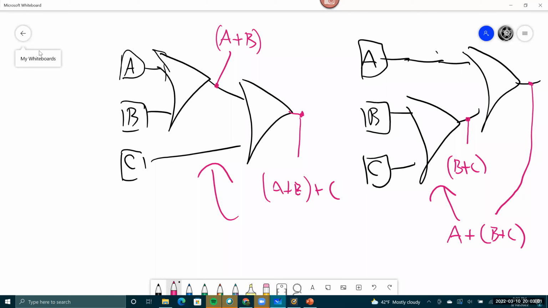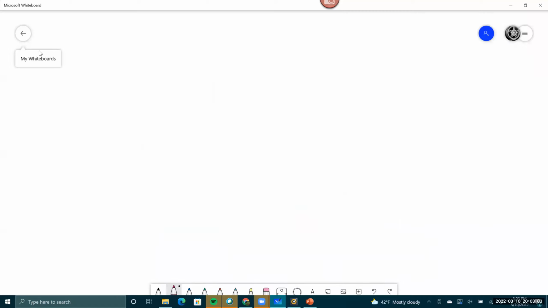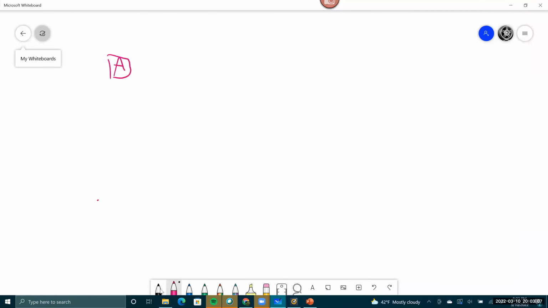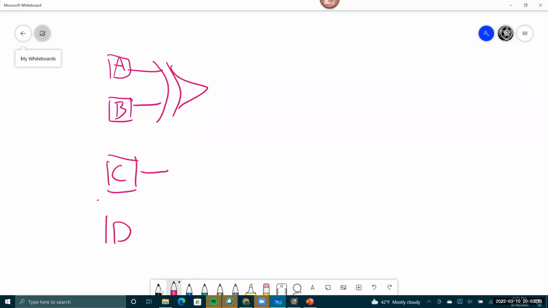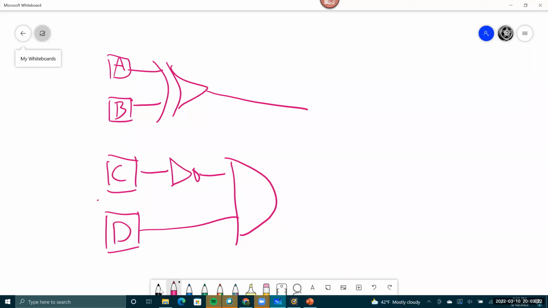All right. So I'll give you guys now a more complicated one to do. You have A, B, C, D. Okay, there you go. I'll give you a minute. Let's try to figure out how to describe this circuit.